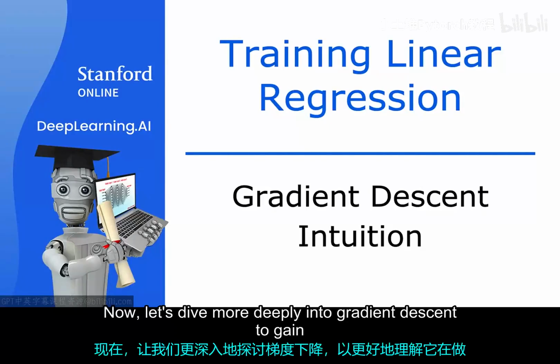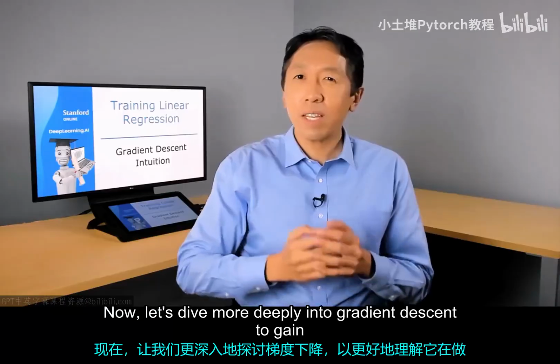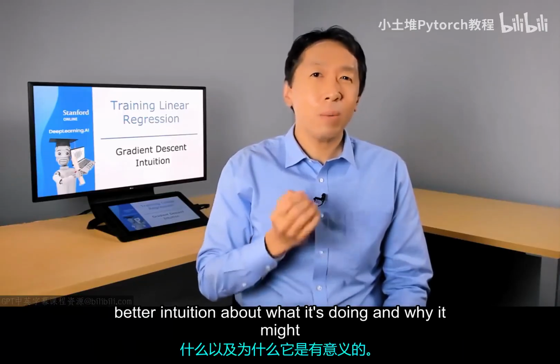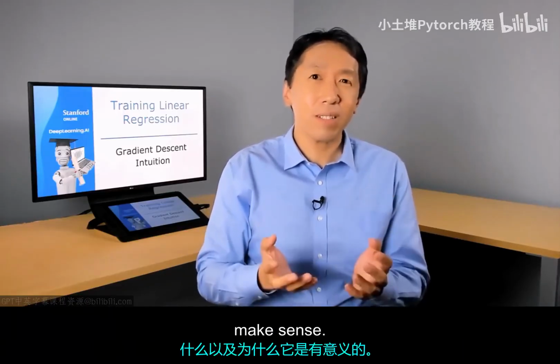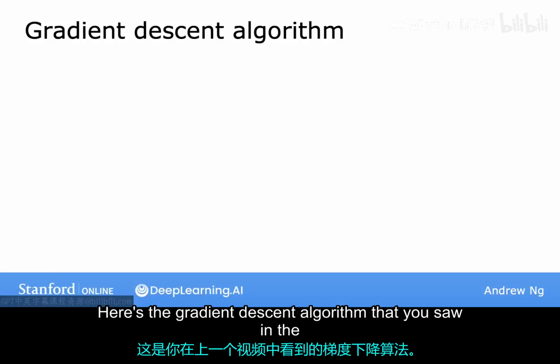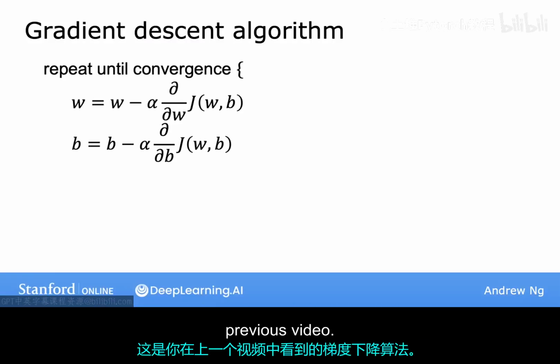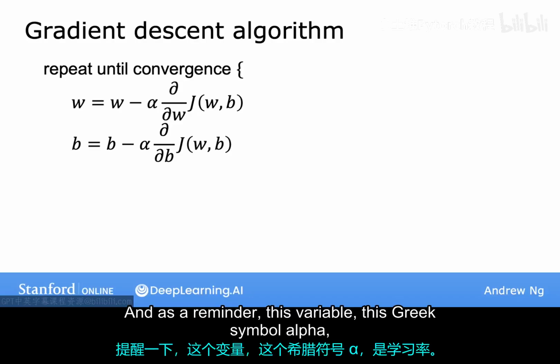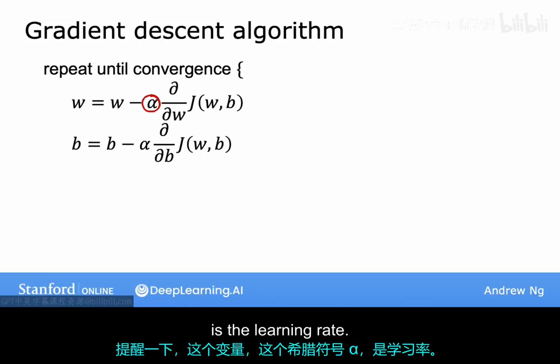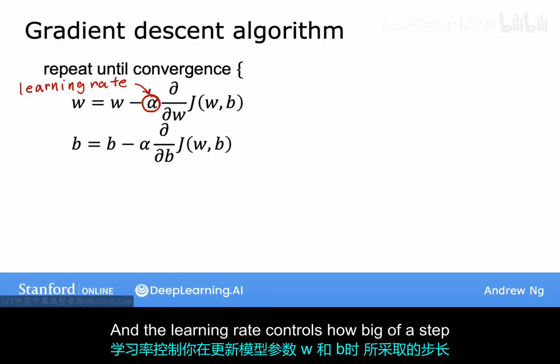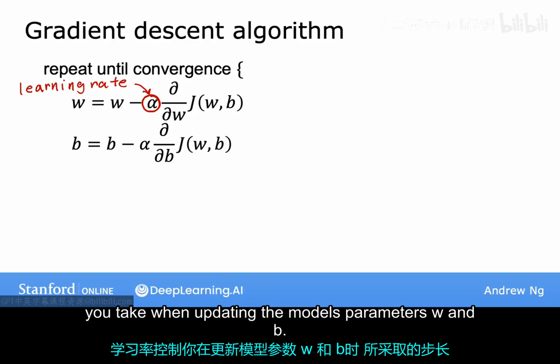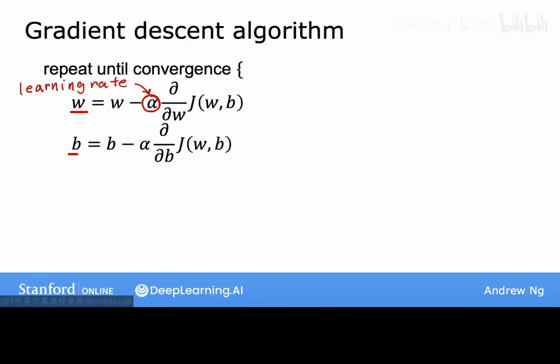Now let's dive more deeply into gradient descent to gain better intuition about what it's doing and why it might make sense. Here's the gradient descent algorithm that you saw in the previous video. And as a reminder, this variable, this Greek symbol alpha, is the learning rate. And the learning rate controls how big of a step you take when updating the model's parameters w and b.